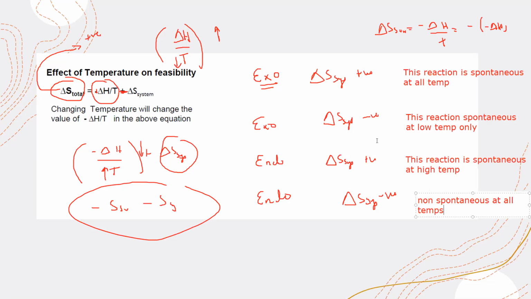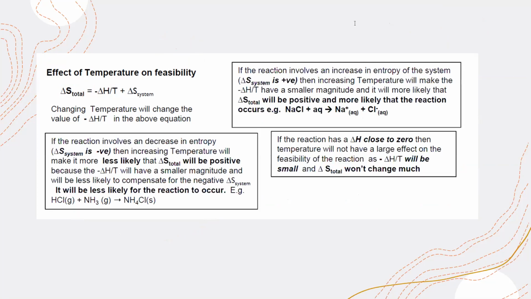So you can work out whether a reaction is feasible at a certain condition depending on the nature or the type of a reaction and the entropy of the system. This is the whole thing that I explained to you. So, example: now, what is the effect of temperature on feasibility of a reaction?